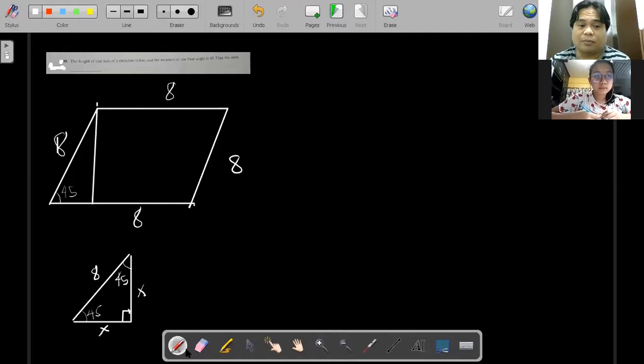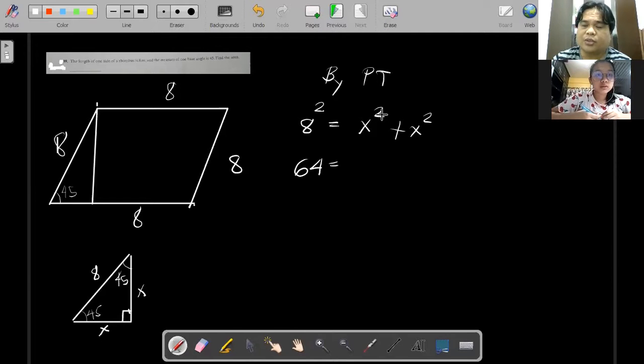Okay? So by this, we can solve it in many ways, but to make it easier for us, let's just apply the Pythagorean theorem. By PT, PT stands for Pythagorean theorem. According to the Pythagorean theorem, the square of the hypotenuse is equal to the sum of the squares of the other two sides. In this case, the other two sides are x. So x squared plus x squared. Agree? 8 squared, what do you get? You get 64.